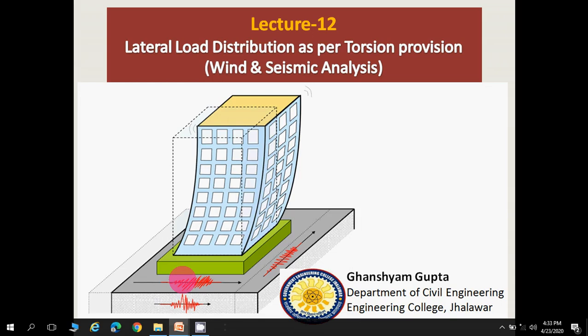Hi, welcome everyone to lecture 12 of Lateral Load Distribution as per Torsional Provision of the subject Seismic Analysis. If a building or a floor plan has torsional irregularities, then how are the lateral loads to be distributed among the different lateral load resisting elements?